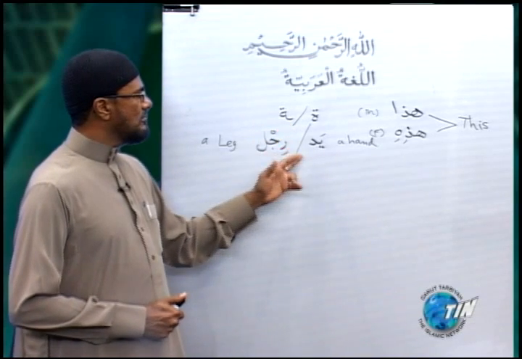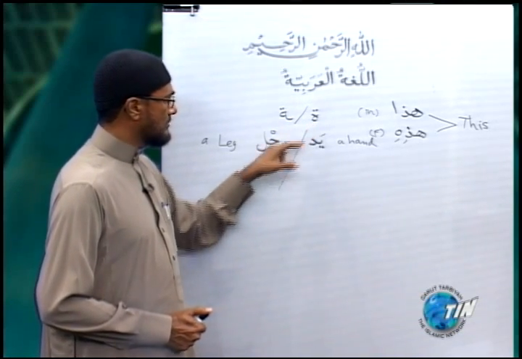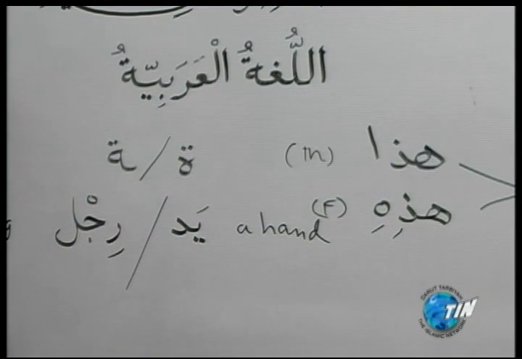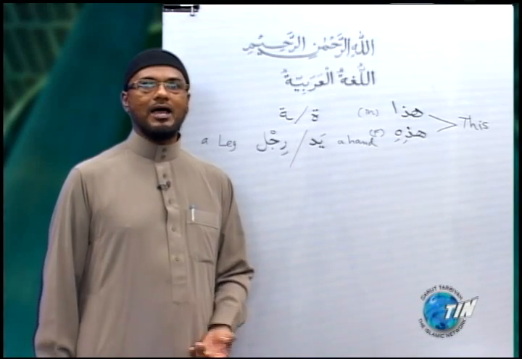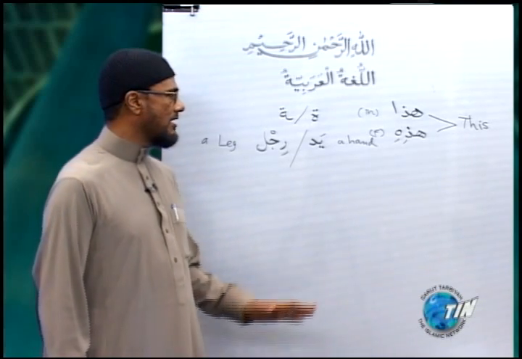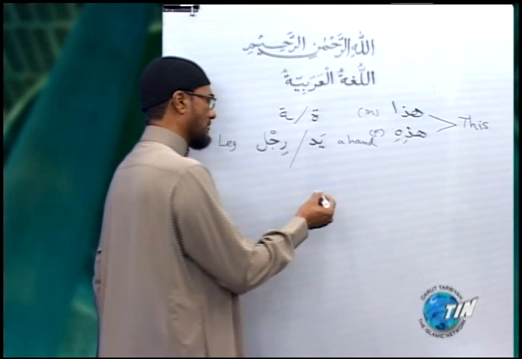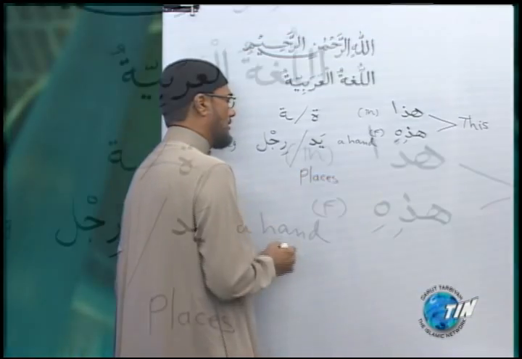So we have two distinguishing characteristics of the feminine noun. And then you have names of places, as I have mentioned. Hadhihi, Port of Spain. Hadhihi, San Fernando. Hadhihi, Princeton. Hadhihi, Trinidad, and so on. Hadhihi, names of places. So we have places, feminine.